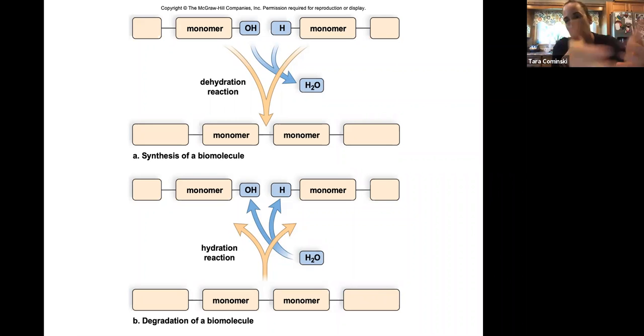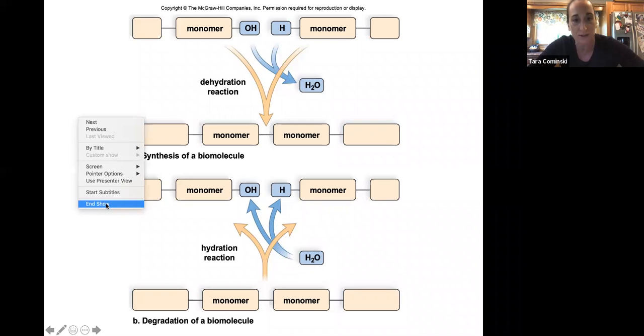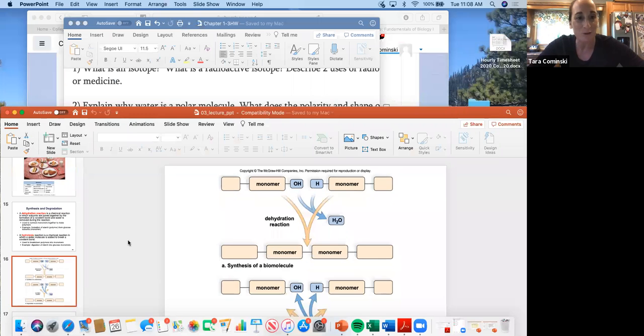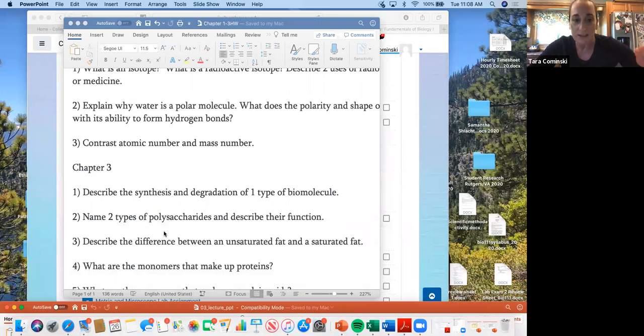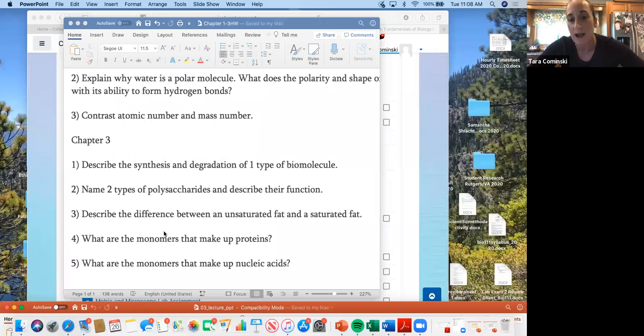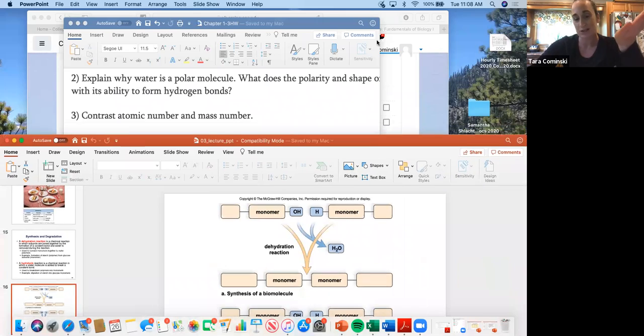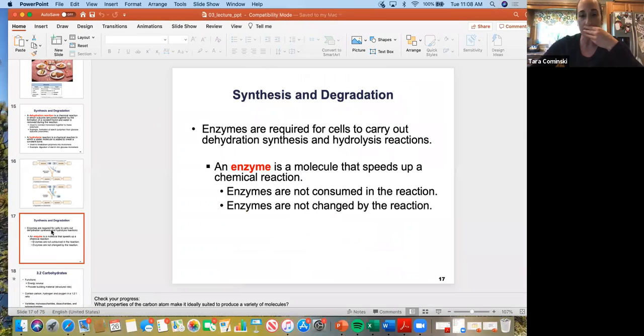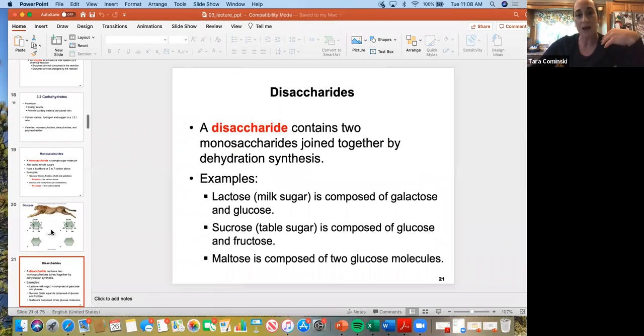You could also think about this in the context of carbohydrates. So if we think about more complex carbohydrates like starch, it's composed of glucose. So it's glucose subunits that are joined together. All right, so let me just see what else I asked you guys in those homework questions. I said name 2 types of polysaccharides and describe their function. So I just gave you one. Starch is a polysaccharide, a complex carbohydrate.